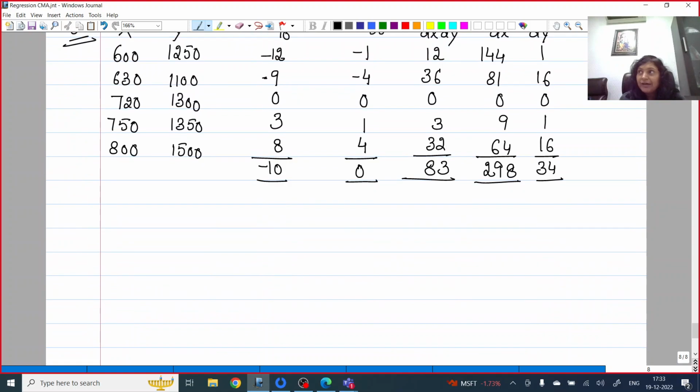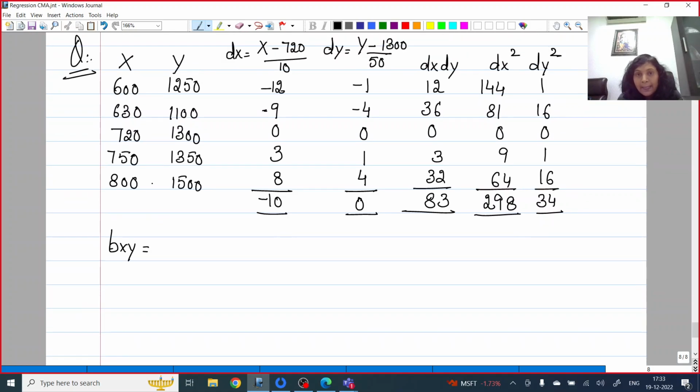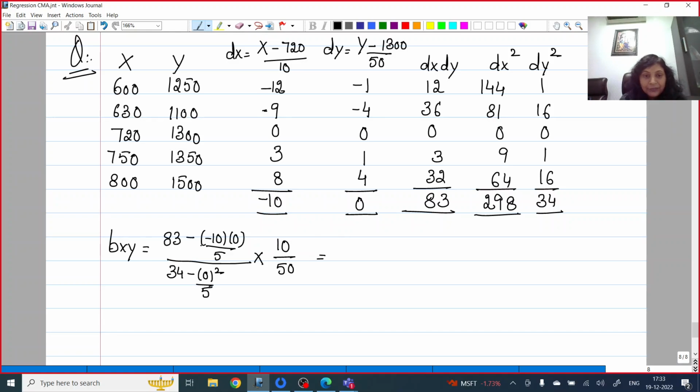So the next thing is we have to find out the value of bxy. So bxy is summation dx dy, which is 83 minus summation dx summation dy upon n, in the denominator summation dy square minus summation dy whole square upon n, into the interval of x, because x is dependent, that is 10, over the interval of y, that is 50. So this becomes 83 upon 34 into 1 by 5. So this is 83 upon 170. If I divide 83 by 170, this becomes 0.488.